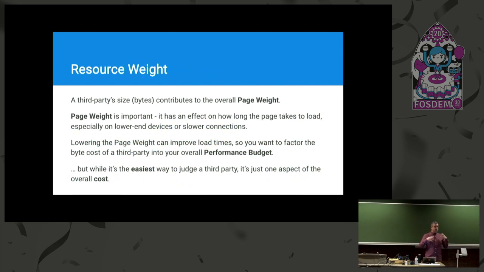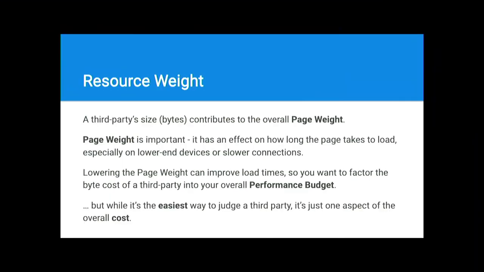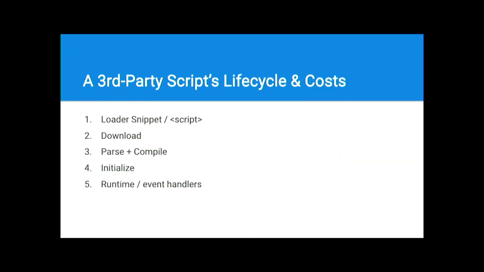Resource weight is the concept of the total byte size of your page. So this includes all your JavaScript, all your images, everything else that's required to build your website, right? And it's very important. Every single byte matters when you're trying to improve the performance of your page. And lowering the byte size of different libraries, choosing thinner libraries and stuff like that can really help for your performance budget. And while it's probably one of the easiest ways to judge a third party just based on its size, it's definitely only just one aspect of it.